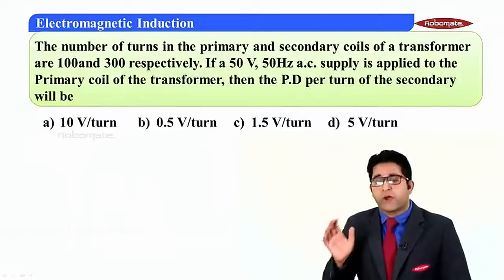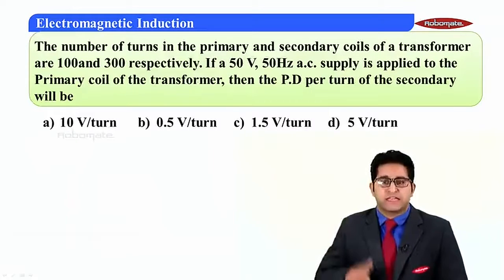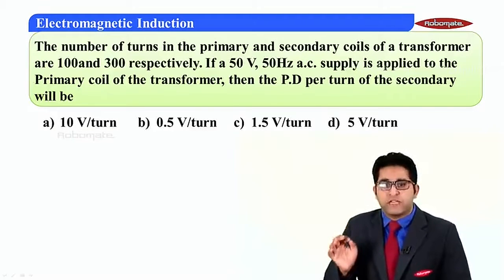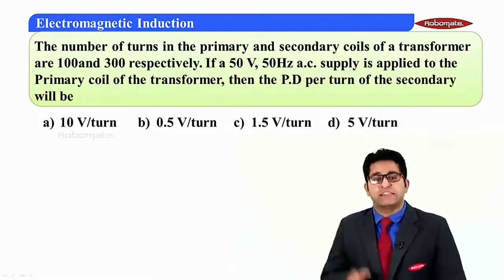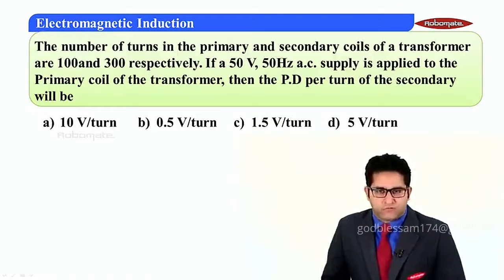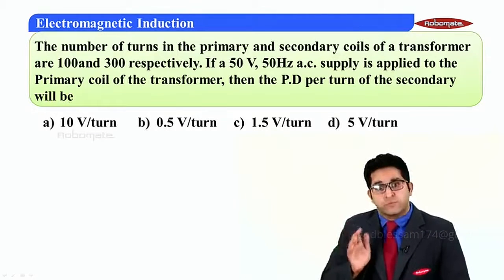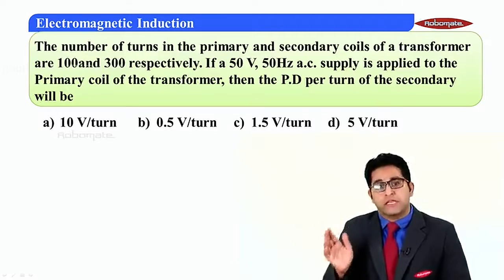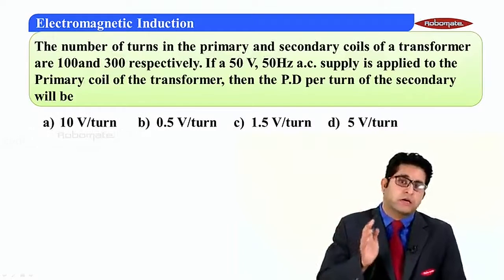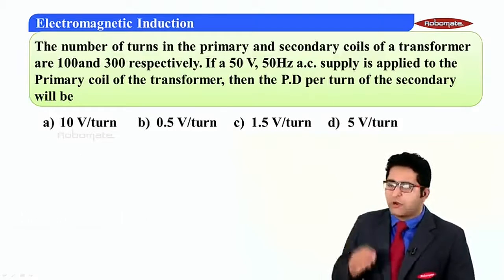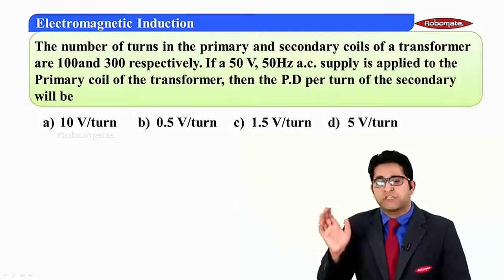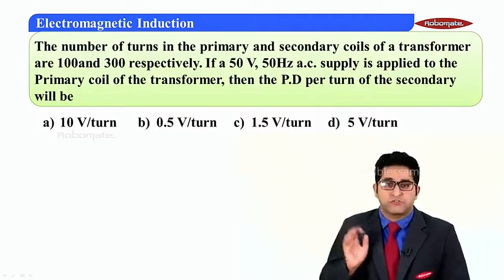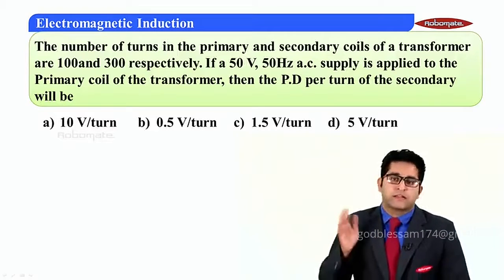Now over here we are provided with number of turns in the primary and secondary coil of transformer which are 100 and 300 respectively. Right? If a 50 volt 50 hertz AC supply is applied to primary coil of transformer, then potential difference per turn of the secondary. Right? So over here we are supposed to find potential difference per turn of secondary. And the options are option A 10 volt per turn, option B 0.5 volt per turn, option C 1.5 volt per turn, and last option is 15 volt per turn. Right? Now let us analyze this.